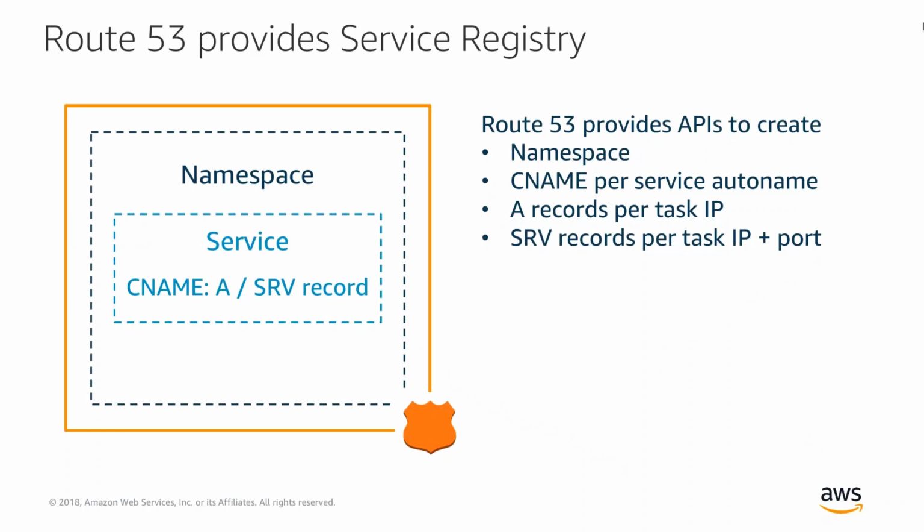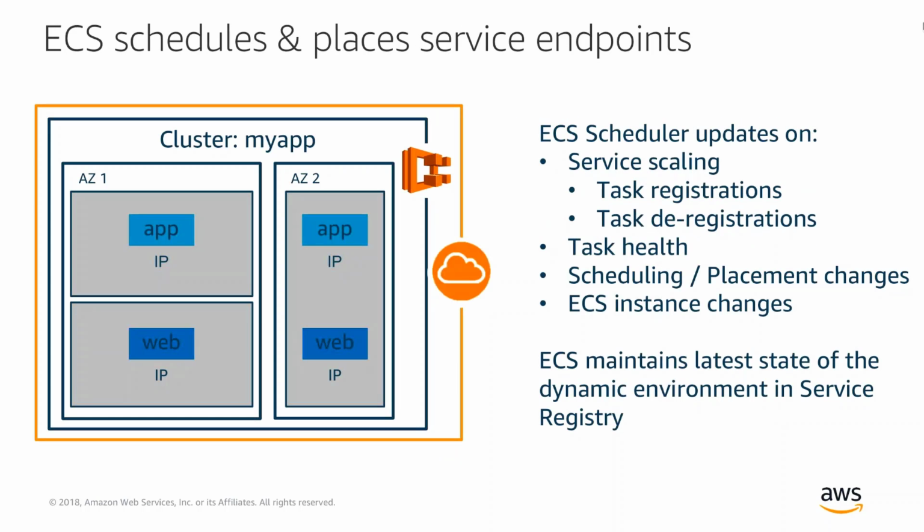And we added in ECS the ability to tie this feature to your ECS lifecycle. So the ECS scheduler, as it takes your process through scaling into registering a task or deregistering a task, will update these registries in Route 53 automatically. And it's also tied to task health. So if one of your particular containers starts failing its health check, ECS can automatically unregister it from the Route 53 registry. So the end result is that ECS is going to help you always maintain the latest state of your environment in the service registry dynamically and automatically.